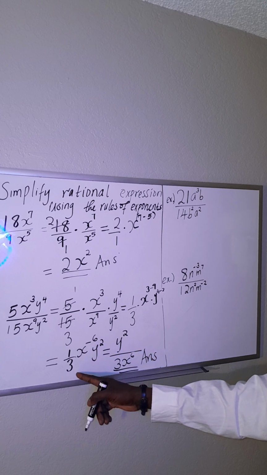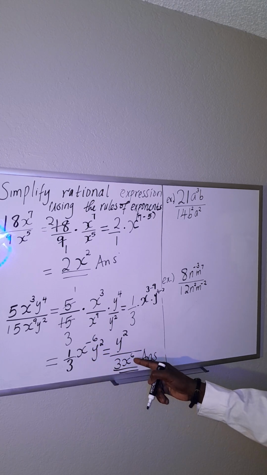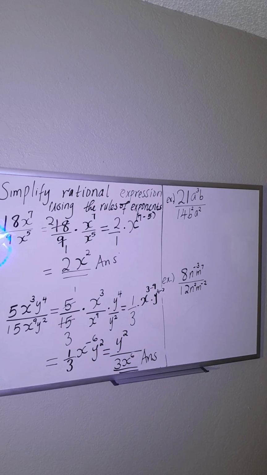I simply take this into the denominator. I get the reciprocal of this, and then the 6 becomes positive. So that is the solution. I hope you're following through very keenly. I'll move to the third question.